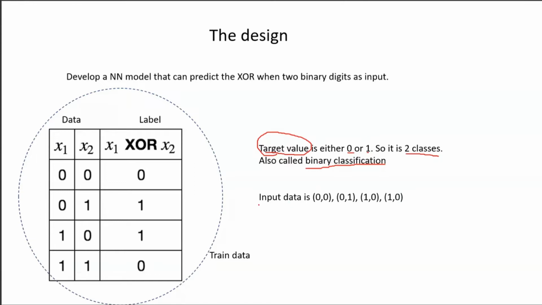And the input data, basically. So we have the problem statement clear. The input data that we are going to train on is called a data set. It only has 4 data points here: 0 0, 0 1, 1 0, and 1 1. And the label only has 2 values here, 0 and 1.